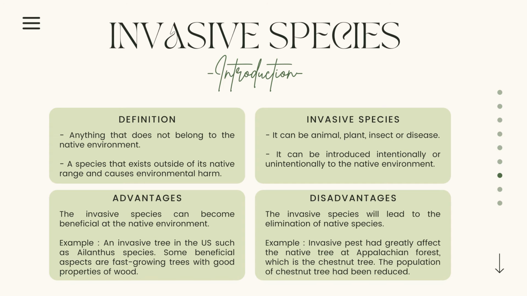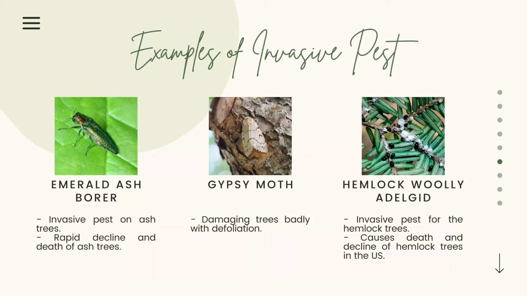For example, invasive pests had greatly affected the native tree, which is the chestnut tree. So the population of this chestnut tree had been reduced because of the invasive pests. Examples of invasive pests are emerald ash borer, gypsy moth, and hemlock woolly adelgid. Emerald ash borer is the invasive pest on ash trees. It will cause rapid decline and death of ash trees.